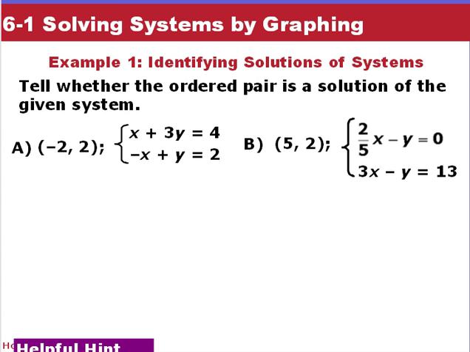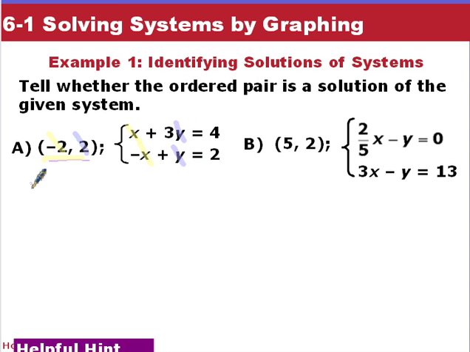So let's see if these are solutions or not. Our first one, we're given the ordered pair -2, 2. And our system of equations is x plus 3y equals 4, and our other equation is -x plus y equals 2. So we're going to substitute in our ordered pair: x will become -2, and y will become 2, and see if each of those equations are true.